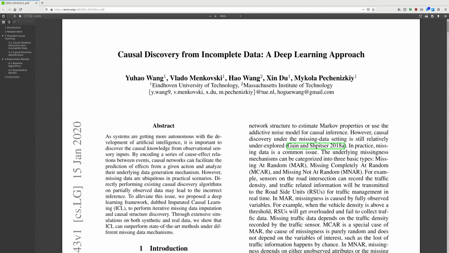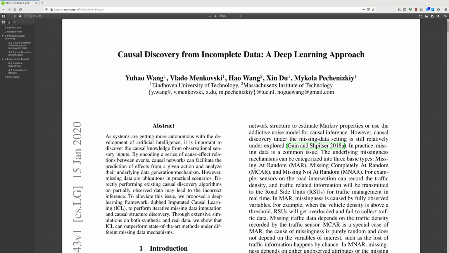So today I'm reading Causal Discovery from Incomplete Data: A Deep Learning Approach from MIT. Abstract. As systems are getting more autonomous with the development of artificial intelligence, it is important to discover the causal knowledge from observational sensory input. By encoding a series of cause-effect relations between events, causal networks can facilitate the prediction of effects from given actions and analyze their underlying data generation mechanism. However, missing data are ubiquitous in practical scenarios. Directly performing existing causal discovery algorithms on partially observed data may lead to incorrect inference.